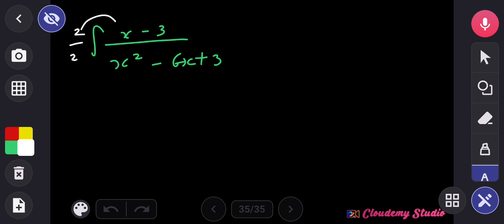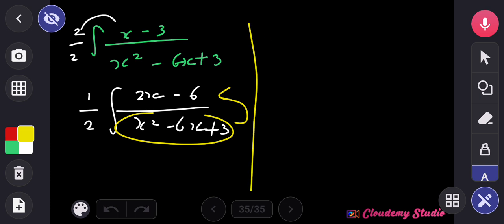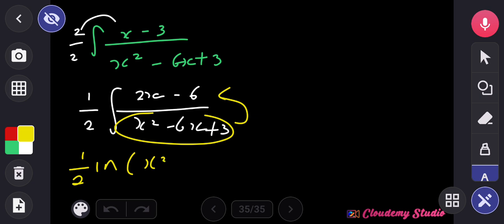This one multiplies everything here. We are going to have 1 over 2 integral of 2x minus 6 divided by x squared minus 6x plus 3. If you differentiate your denominator, you are going to have your numerator. Your answer is ln of the denominator, with the 1 over 2, so the answer is 1 over 2 ln of x squared minus 6x plus 3, plus c.